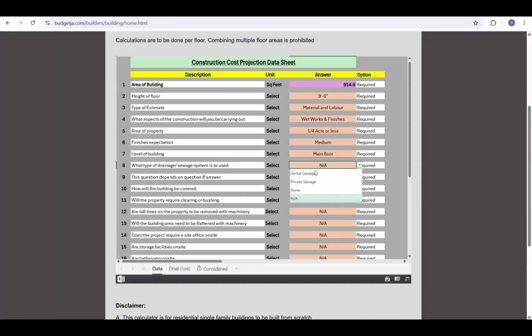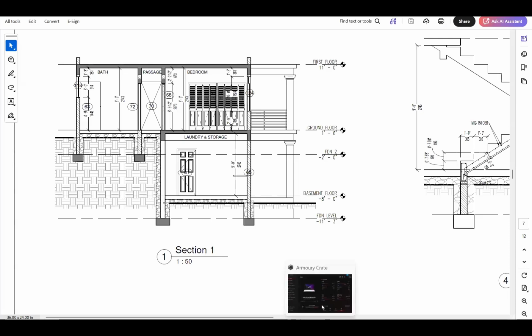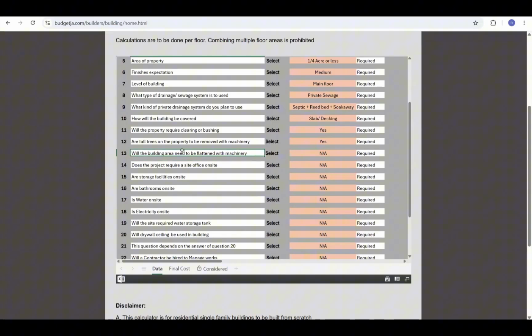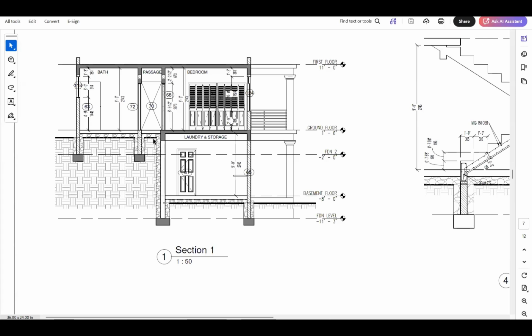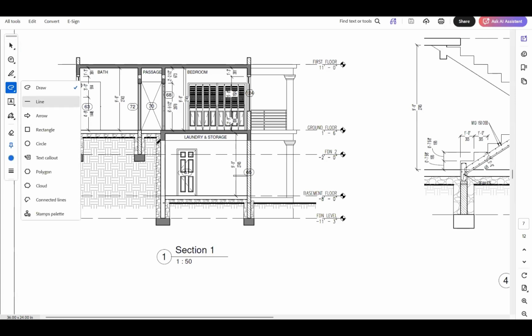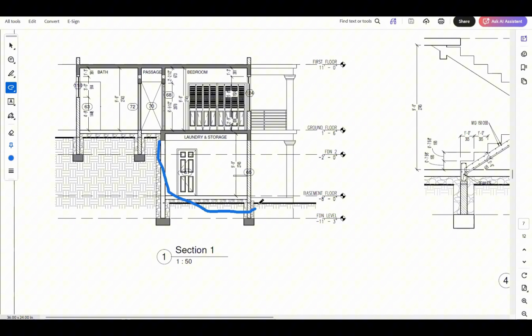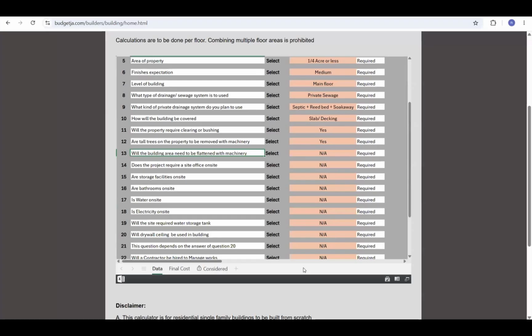The other questions are pretty much basic, similar to situations that we would have used before. In this case, I am going to use the drawing to pick off most of this data. One of the other sensitive questions is question 13. It's asking, will the building area be flattened? Because it's a split level, you are expected to excavate most of this area to make the building fit. So the answer here is going to be yes.